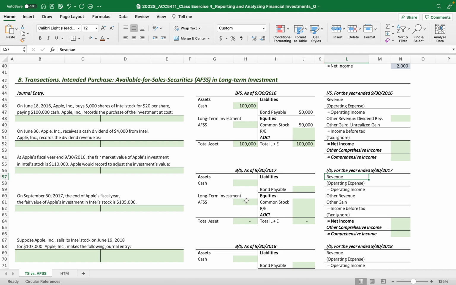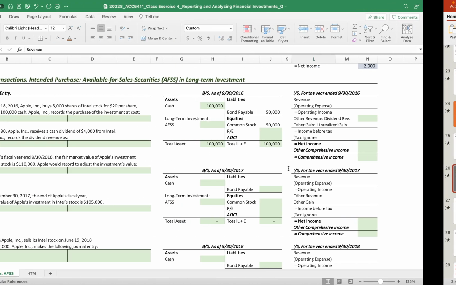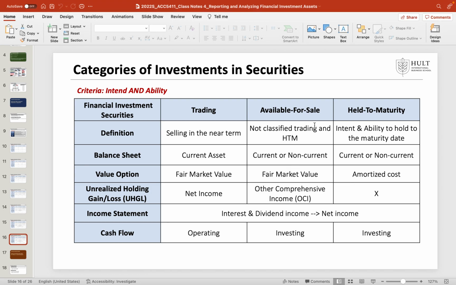Okay, let's continue the transaction analysis of available for sales securities. As we discussed during the class, again, the available for sales is not classified in trading securities nor the held to maturity securities. That's why it can be reported in the current asset or a non-current asset in the balance sheet. We follow exactly the same way as trading securities and the valuation, which is the fair value option.